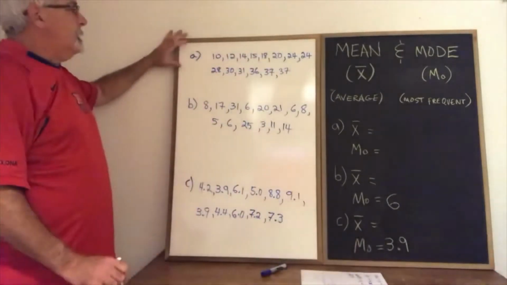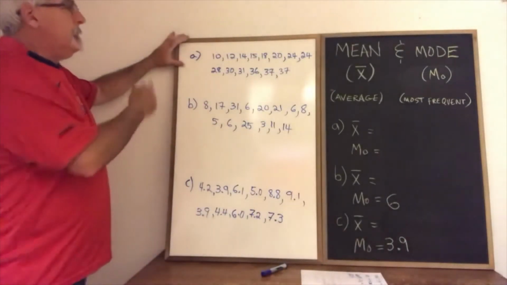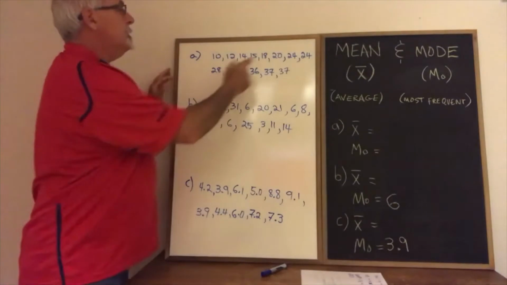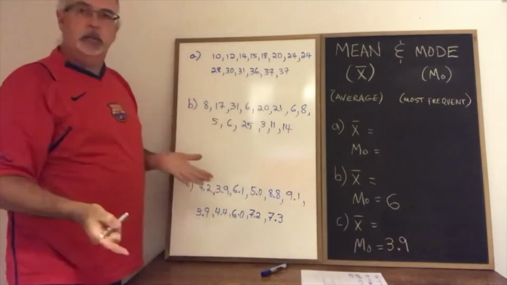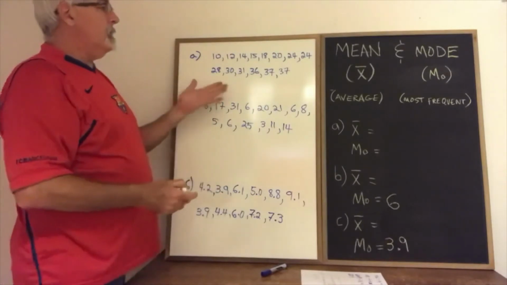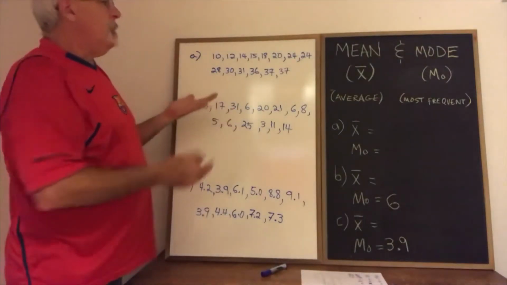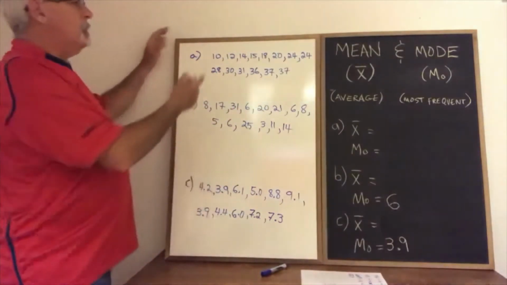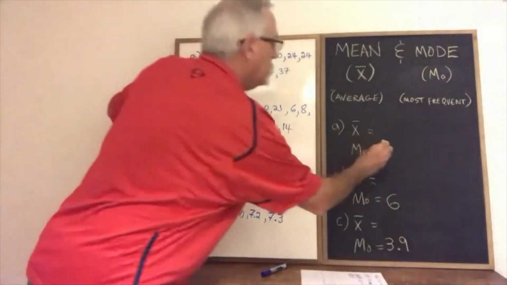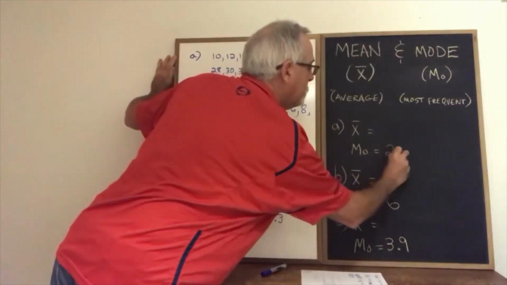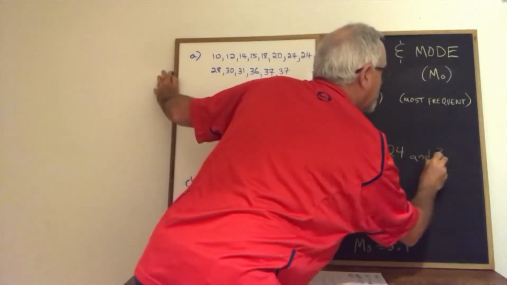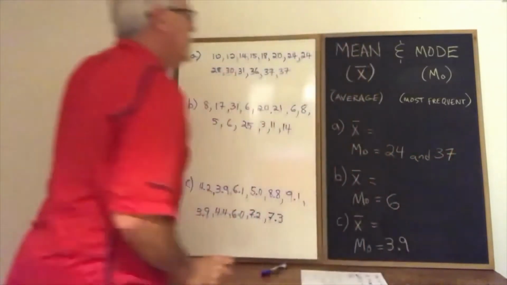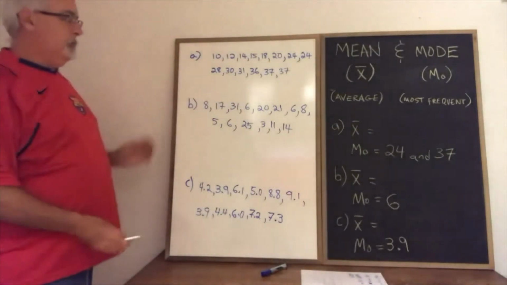Now we'll look at set A. What if something weird happens? And we realize that 24 happens twice, but 37 also happens twice. We have a tie. We call this bimodal, and we just give both when we're asked for the mode. So the mode is 24 and 37. Not so difficult to do after all.